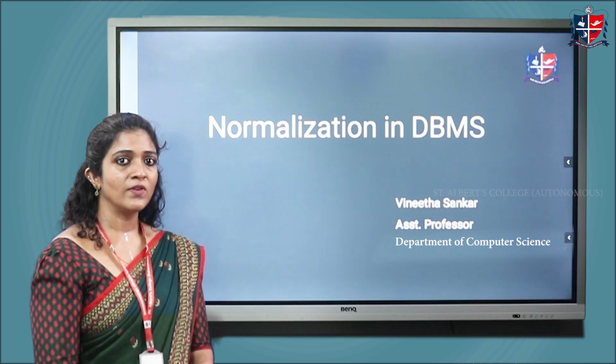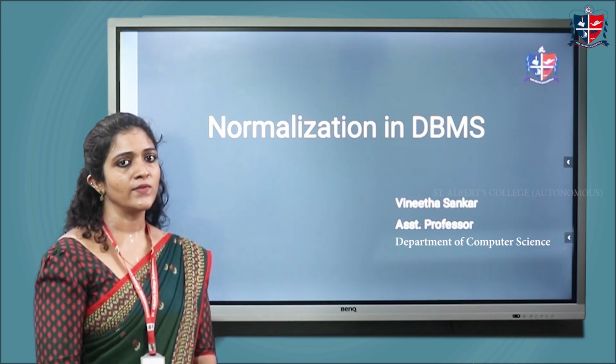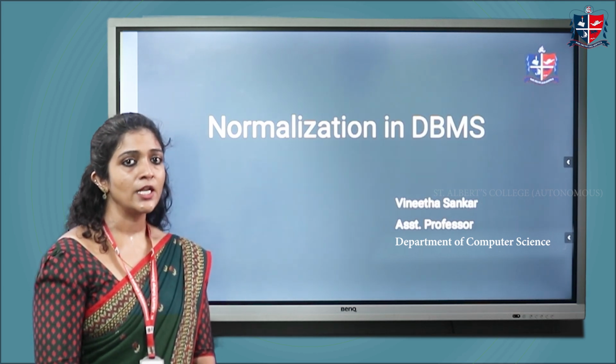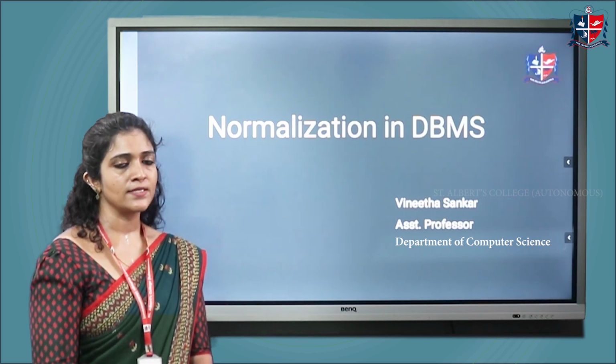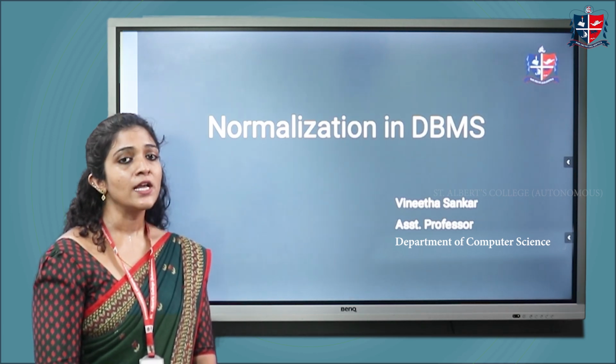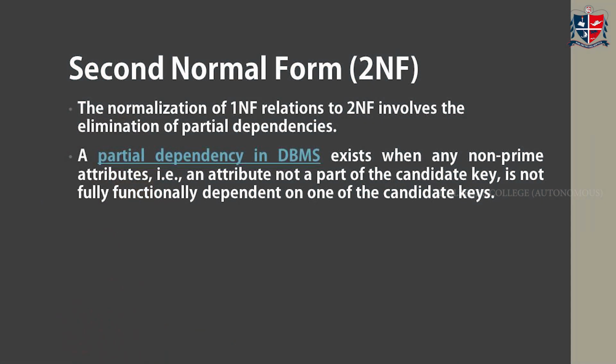In this session, we will continue with normalization in database. In the previous sessions, we have seen the advantages of normalization, the definition of normalization, the disadvantages of normalization, and the purpose of having normalization in database tables. And we have seen the first normal form. In this session, we will discuss the second normal form, also known as 2NF.